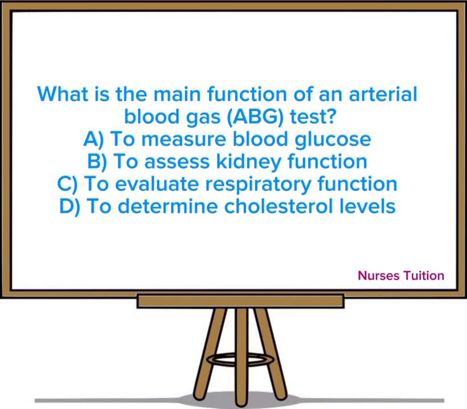What is the main function of an arterial blood gas (ABG) test? A. To measure blood glucose. B. To assess kidney function. C. To evaluate respiratory function. D. To determine cholesterol levels.